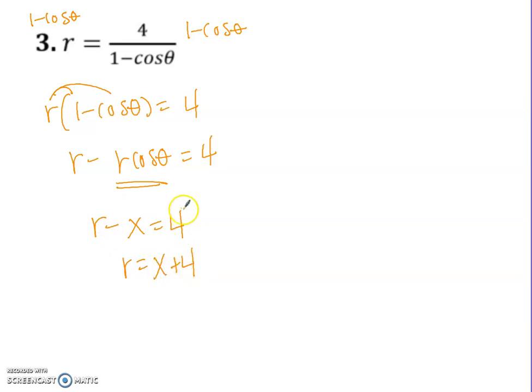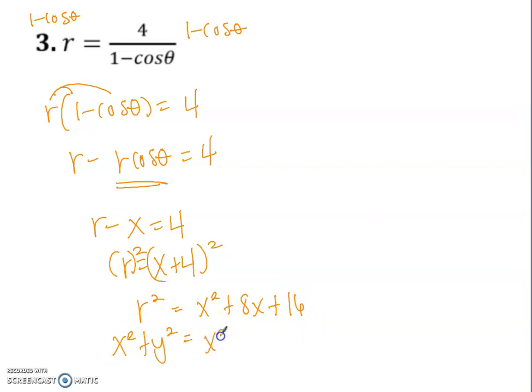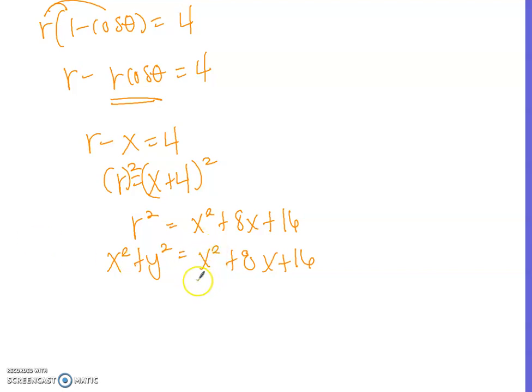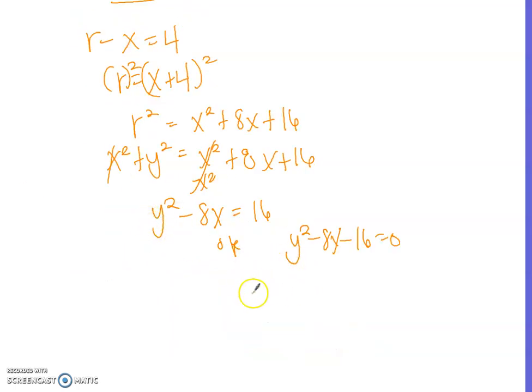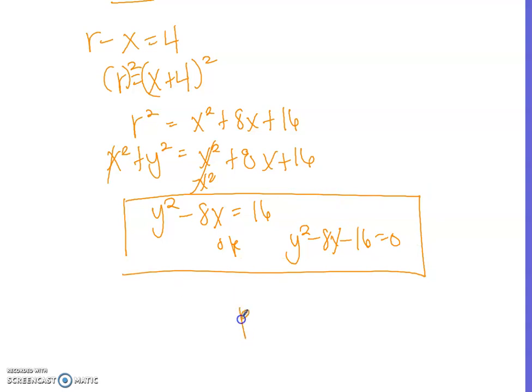Okay, so now I have this, and you're like, ugh. I do want this to be r squared, so I'm going to square both sides. r squared is equal to x squared plus 8x plus 16. We've got x squared plus y squared is equal to x squared plus 8x plus 16. Let's get all of these things on the same side. So if I subtract that, boom, boom. We get y squared minus 8x is equal to 16, or you can write it as y squared minus 8x minus 16 is equal to 0. Either way, guys, there's only one thing squared. Whenever it's just one thing squared, it's a parabola.